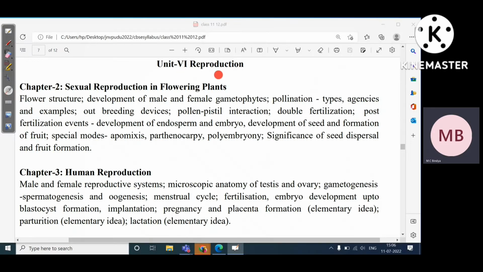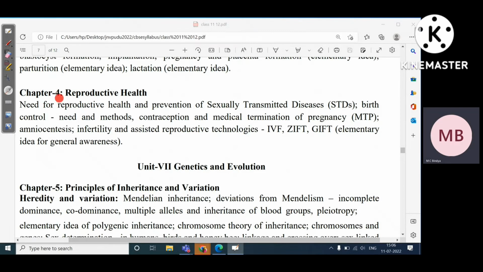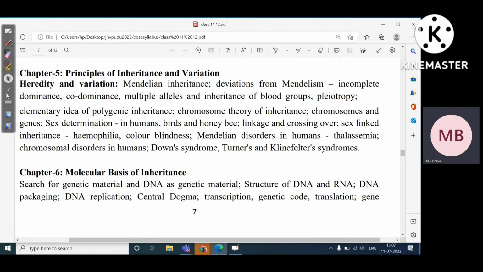Now each unit is divided into different chapters. So the reproduction unit is divided into chapter 2 sexual reproduction in flowering plants (chapter 1 is not there), chapter 3 human reproduction, and then chapter 4 reproductive health. So that's for the unit reproduction. And then comes the next unit, that is genetics and evolution. In this you have the chapter 5 principles of inheritance and variation.